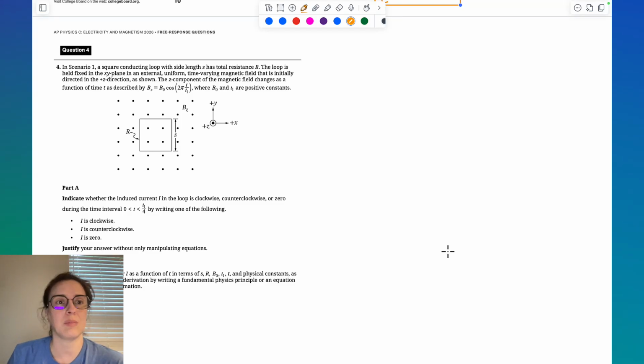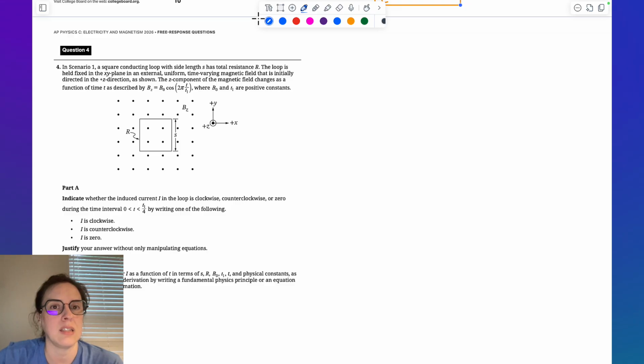Okay, last but not least, we finally made it to Q4. In scenario 1, a square conducting loop with side length S has total resistance R. The loop is held fixed in the xy plane in an external uniform time-varying magnetic field that is initially directed in the positive z direction, so out of the page. As shown, the z component of the magnetic field changes as a function of time t as described by Bz equals B naught cosine 2 pi t over T1, where B naught and T1 are positive constants.